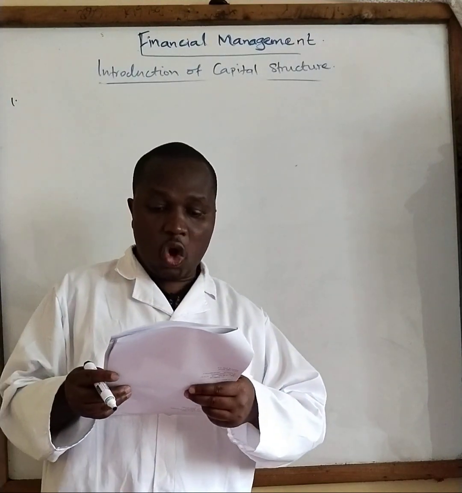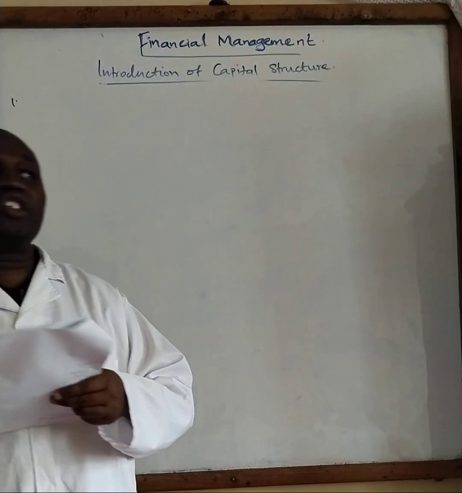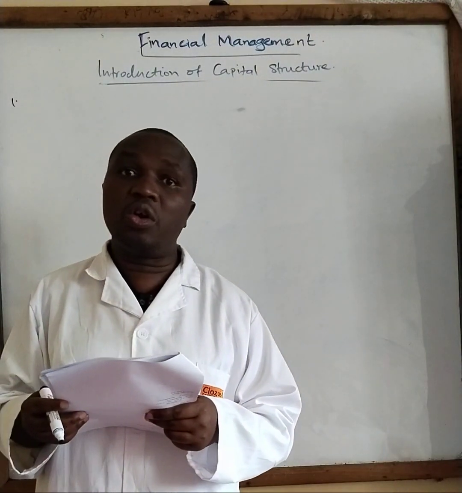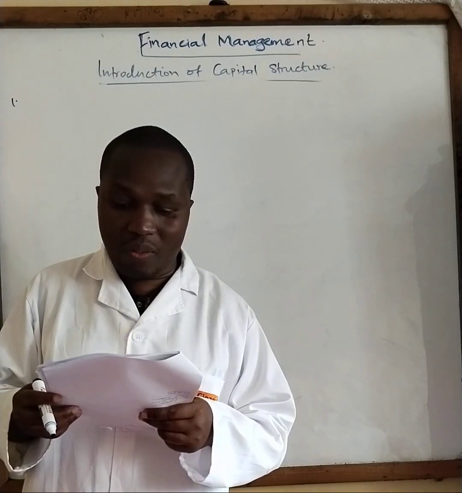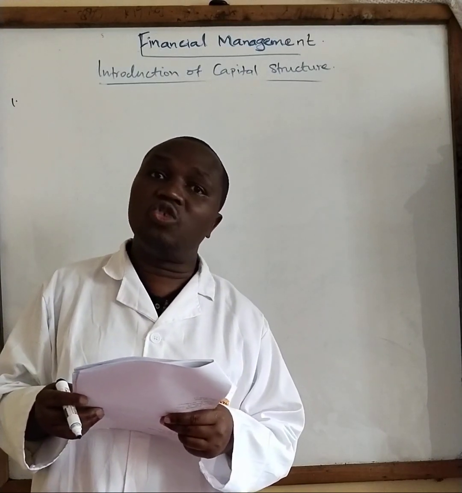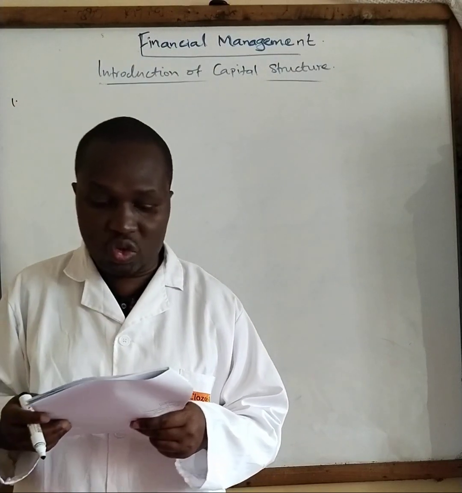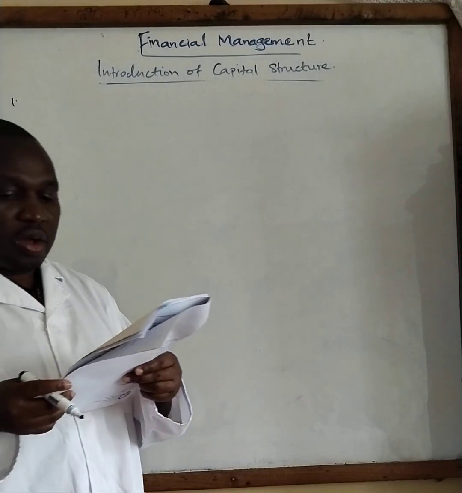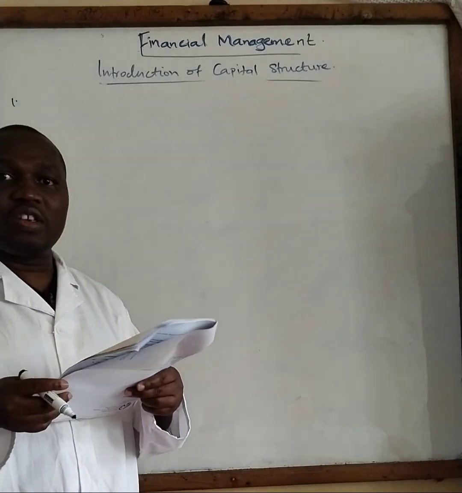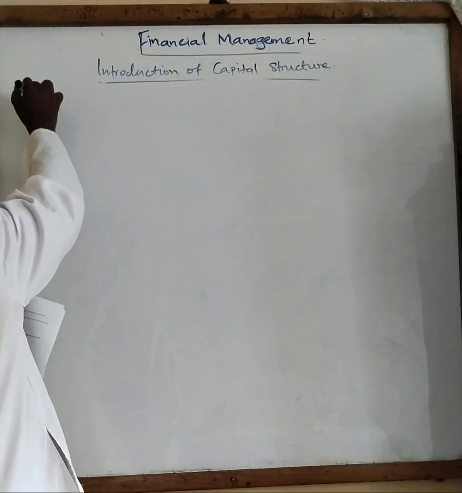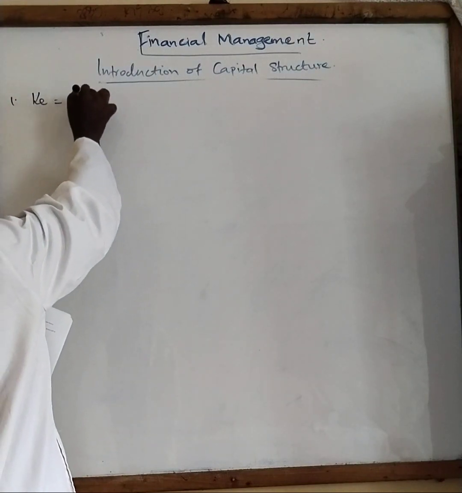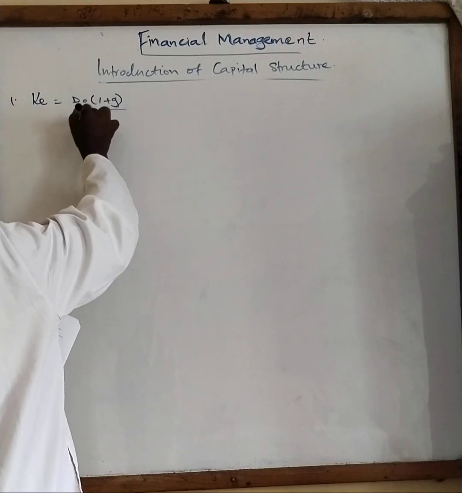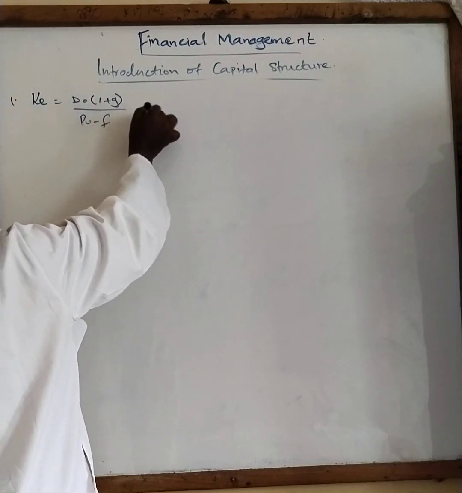I want you to underline the word common stock. Common stock is also referring to ordinary shares or equity. So when you see the word common stock, we are just referring to ordinary share capital. So they're saying determine the cost of common stock. Cost of equity is given by D0 into brackets 1 plus G over P0 minus F, plus G.